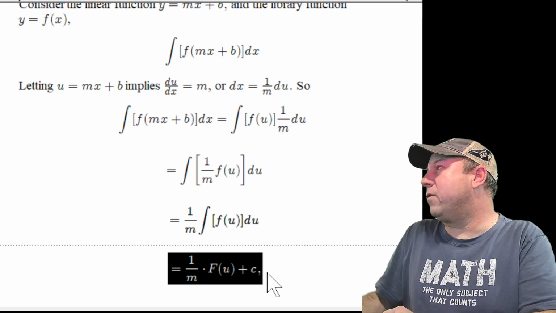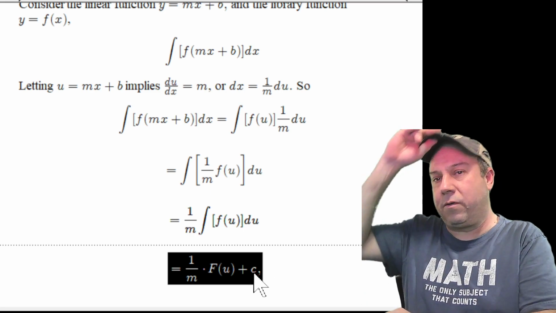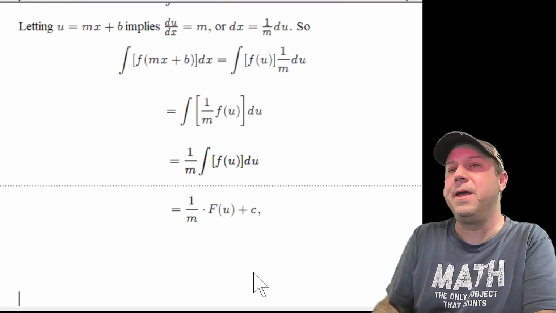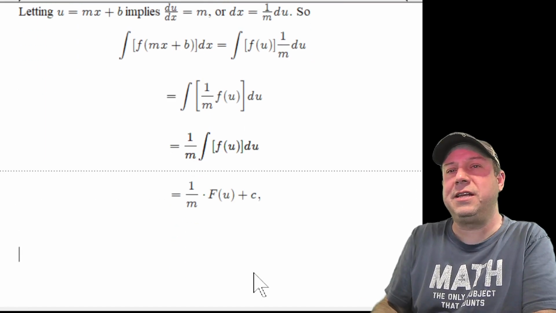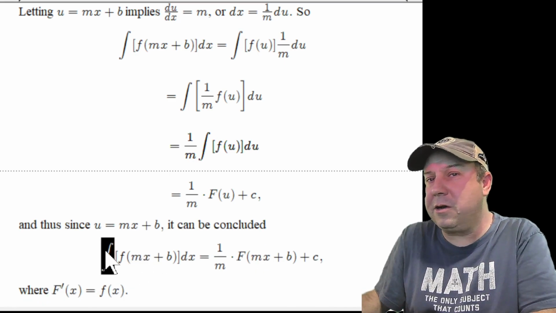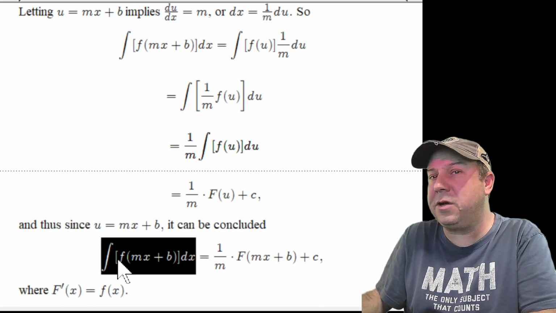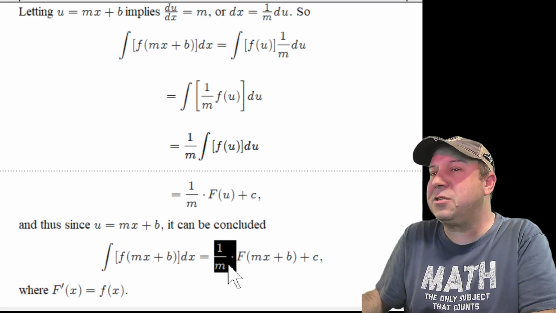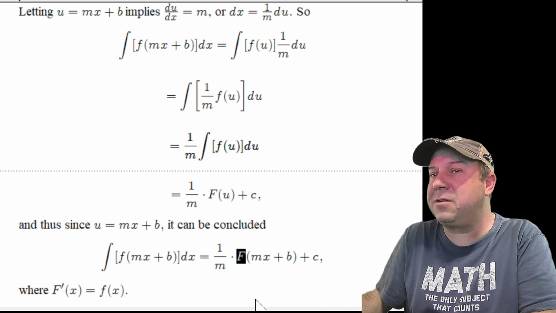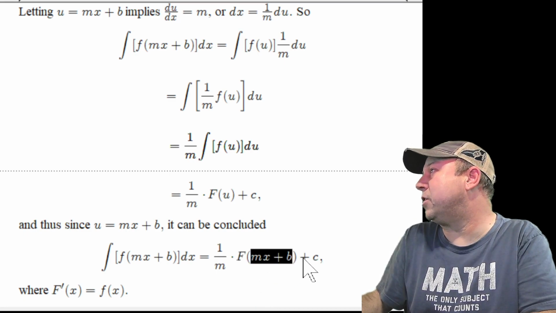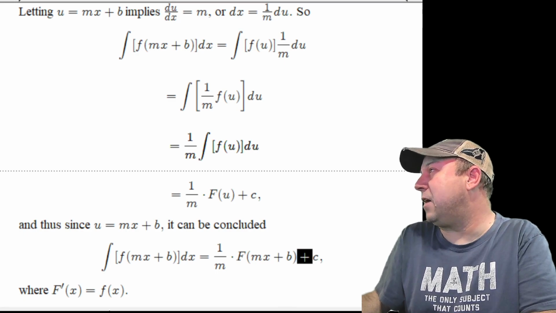And with that 1 over m in front, it's going to be 1 over m times cap F with respect to u. And since u is equal to the linear function mx plus b, we can conclude that the antiderivative for a library function composed with a linear function is just 1 over m times the antiderivative of the library function evaluated at the linear function, plus our constant value of c.